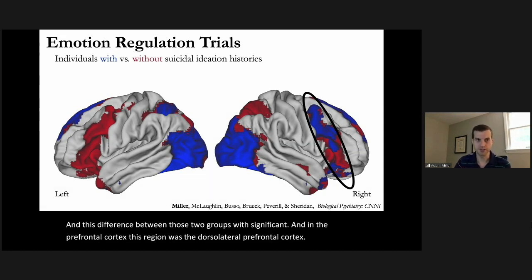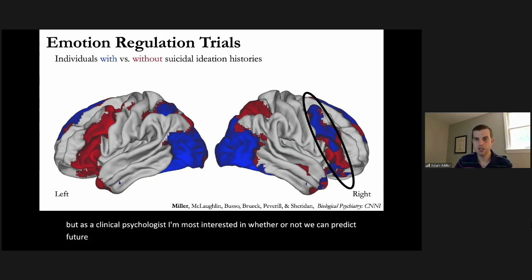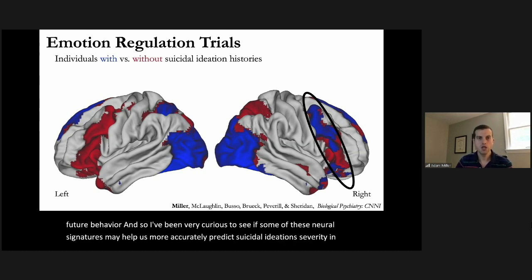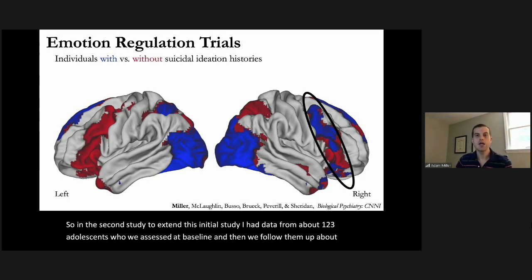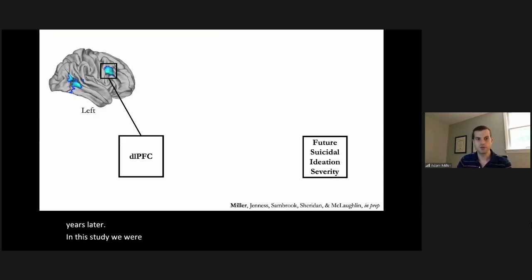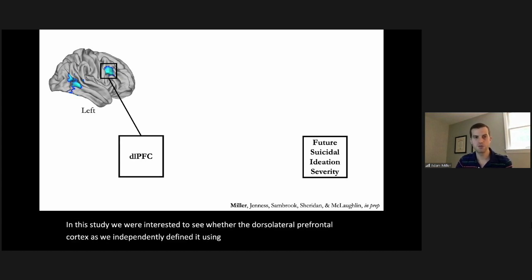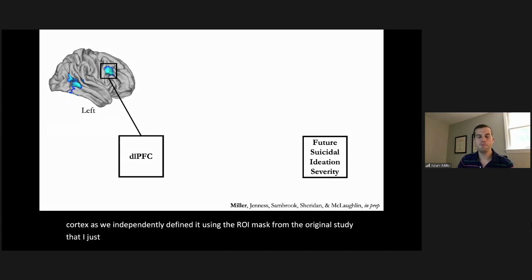But as a clinical psychologist, I'm most interested in whether or not we can predict future behavior. And so I've been very curious to see if some of these neural signatures may help us more accurately predict suicidal ideation severity in the future. So in the second study, to extend this initial study, I had data from about 123 adolescents who we assessed at baseline, and then we followed them up about 2 years later. In this study, we were interested to see whether the dorsolateral prefrontal cortex, as we independently defined it using the ROI mask from the original study that I just presented, could help us predict future suicidal ideation severity.